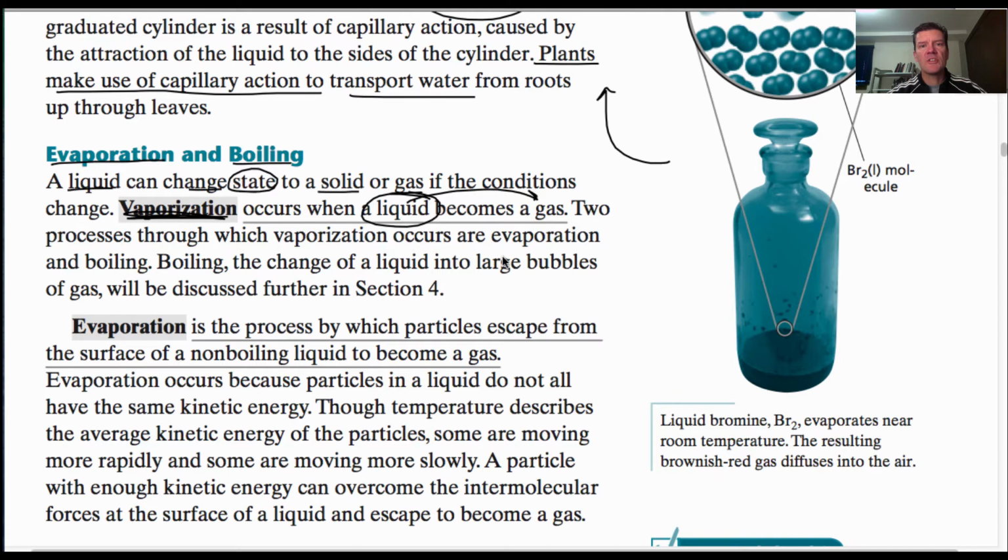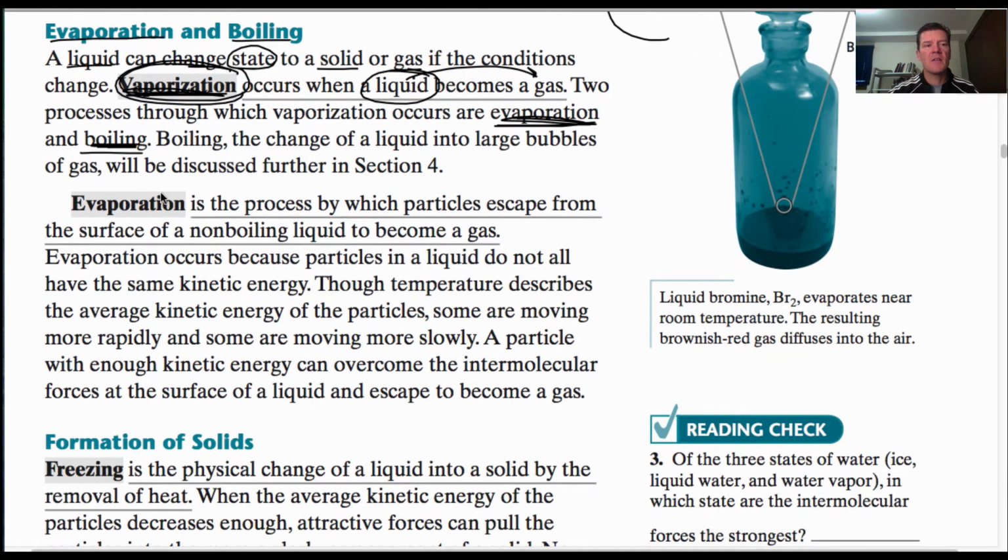Well, in order to turn into a gas, it can evaporate or it can boil. Those are the two choices for a liquid to turn into a gas. In order for a liquid to vaporize, it can either evaporate or it can boil. All right? Now, evaporation is simply the process in which particles escape from the surface, but it's not boiling. The liquid's not boiling.